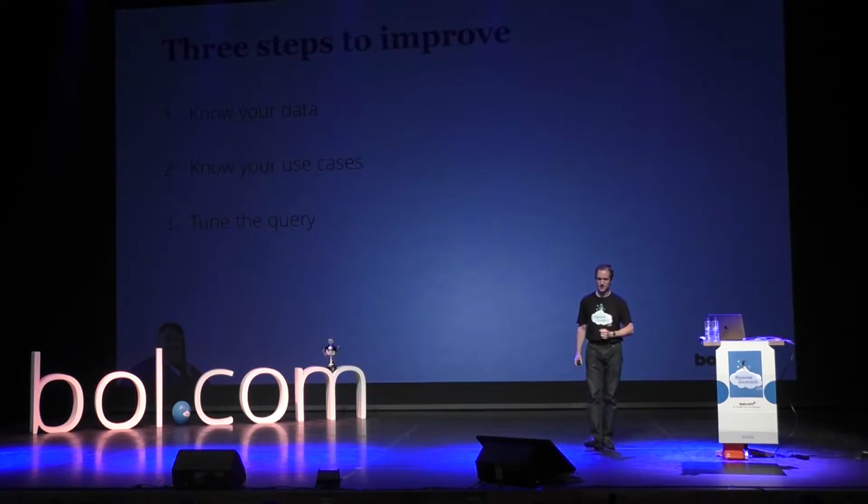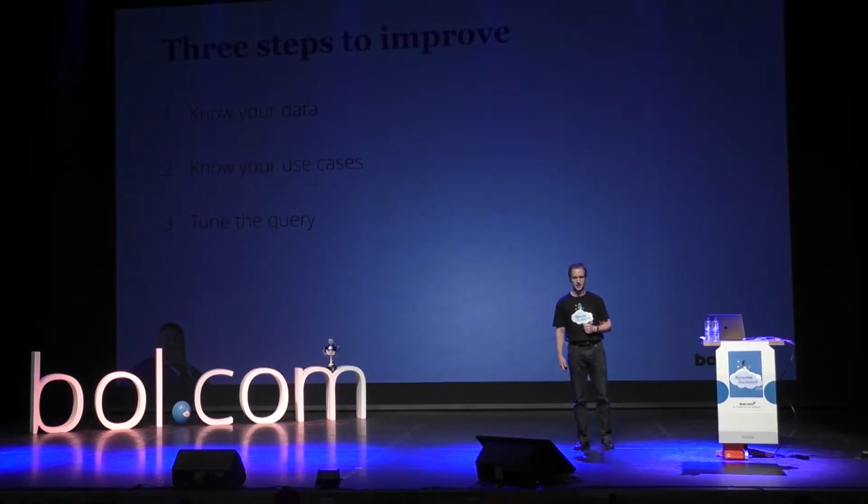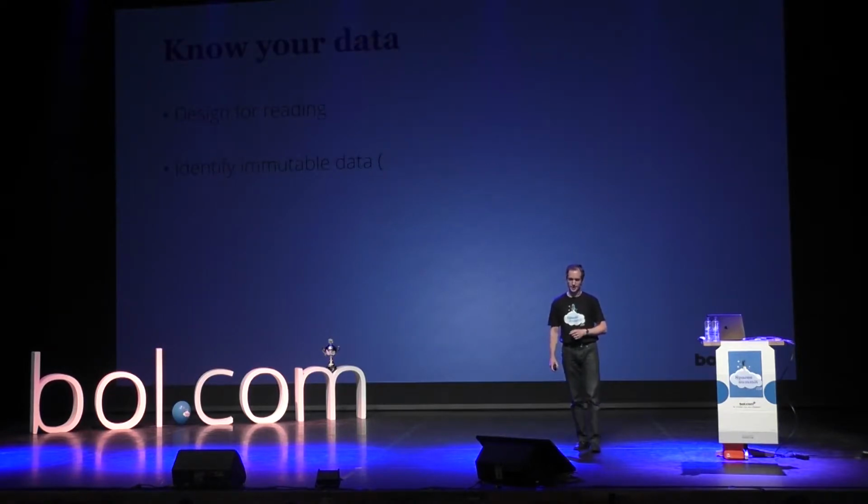There are 3 steps to that. Know your data, know your use cases. I said I assume that you know about that. The reason is that I cannot tell you what your data looks like. I cannot tell you how it's going to be used. Know your data. The best way to optimize queries is to design your data for reading. Usually your data is read more often than it's written anyway, so that is a good thing to do. And then, of course, it's nice to identify immutable data.